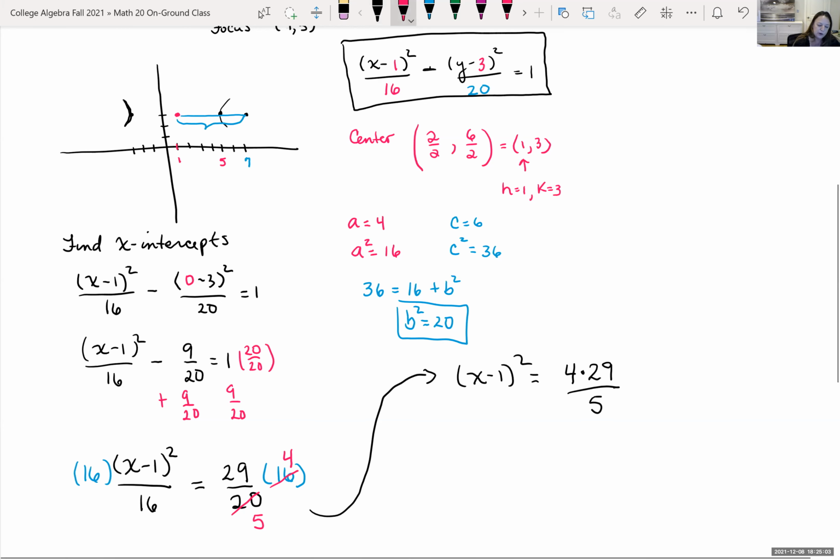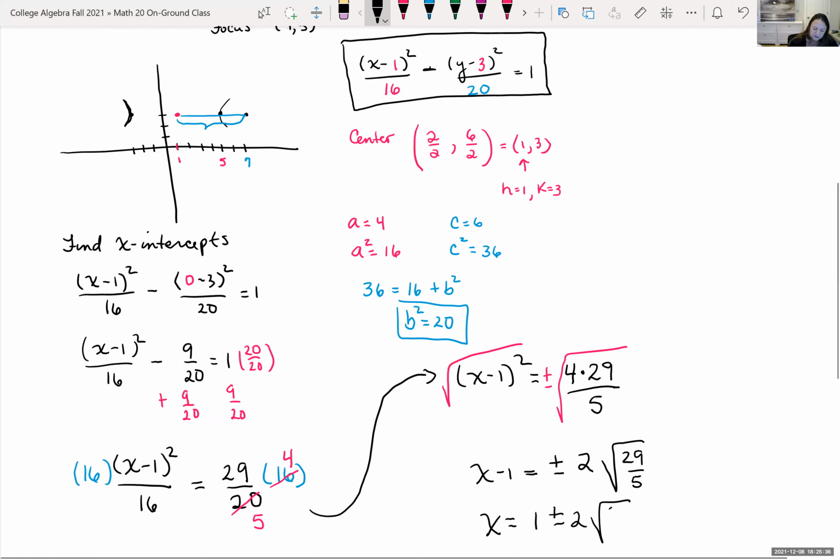So we can get rid of that square by taking the square root of both sides. Don't forget the plus or minus on the one side. So I have x minus 1 is equal to plus or minus, well, the square root of 4 I can pull out, that's just 2 square root of 29 over 5. To get x by itself, we can add 1 to both sides. So x is equal to 1 plus or minus 2 square root of 29 fifths. So that's the exact form.